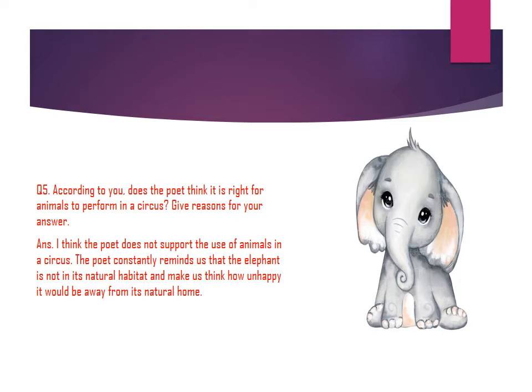Answer is, I think the poet does not support the use of animals in a circus. Yes, the poet constantly reminds us that the elephant is not in its natural habitat and makes us think how unhappy it would be. As I have mentioned in the poem, it was not a happy elephant. It feels very sad, very bad, unhappy, and it would be away from its natural home.